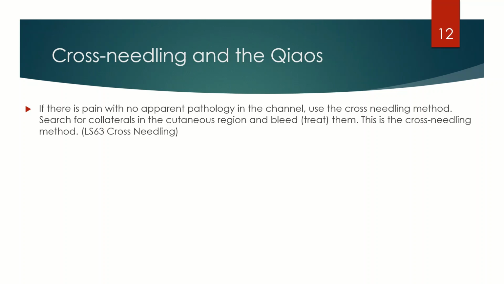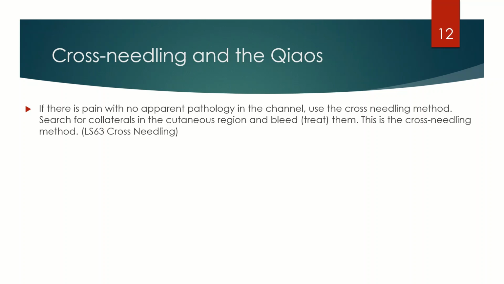Well, in this context, what it means is that there should be no abnormality in the pulse point or the source yuan point of the channel. So if it's not too distended, if there's no rapidity or anything manifesting at the source point, then you can look to what they call the collaterals in the cutaneous region, what we would probably think of now mostly as these spider veins.